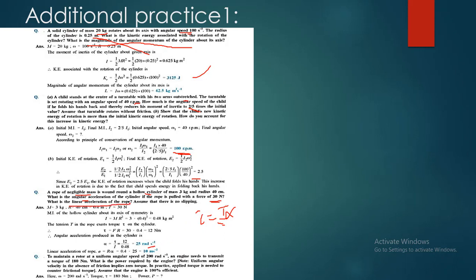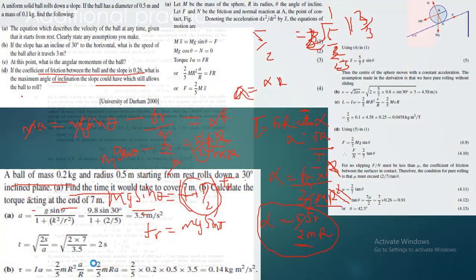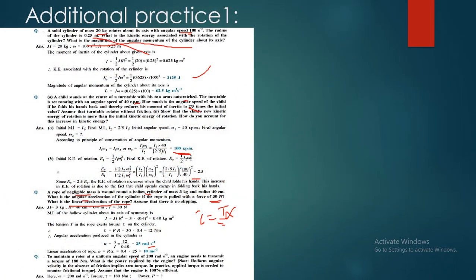For linear acceleration we just multiply by the radius, and we get the linear acceleration. And the final question here, we are having a motor at a uniform angular speed of that. An engine needs to transmit a torque of that. What is the power required by the engine? Note that uniform angular velocity in the absence of friction implies zero torque. So in practice, applied torque is needed to counter the friction force. It is just that simple.